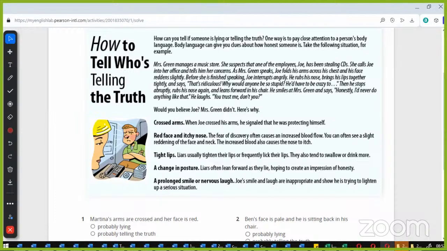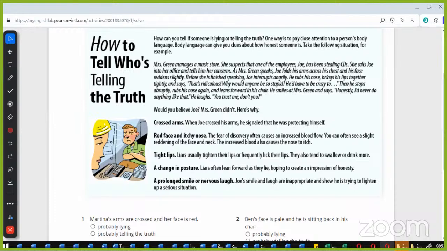As Mrs. Green speaks, Joe folds his arms across his chest and his face reddens slightly. Before she's finished speaking, Joe interrupts angrily. He rubs his nose, brings his lips together tightly, and says, "That's ridiculous. Why would anyone be so stupid? He'd have to be crazy too." Then he stops abruptly, rubs his nose again, and leans forward in his chair. He smiles at Mrs. Green and says, "Honestly, I'd never do anything like that." He laughs. "You trust me, don't you?"